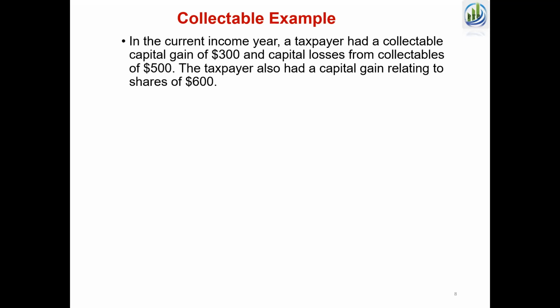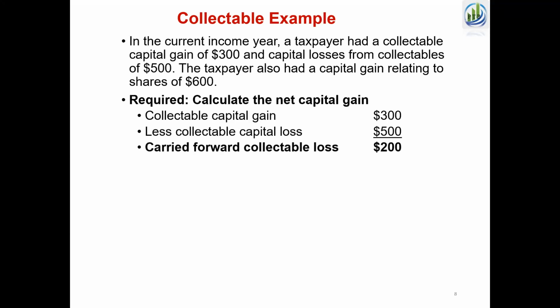What we learned is that collectible losses can only offset collectible gains. How much is the collectible loss? $500. It can only be offset against the $300 gain. So $500 loss, $300 gain, so the net collectible capital loss is now $200. The difference between the two is our collectible loss. Everybody happy with that?